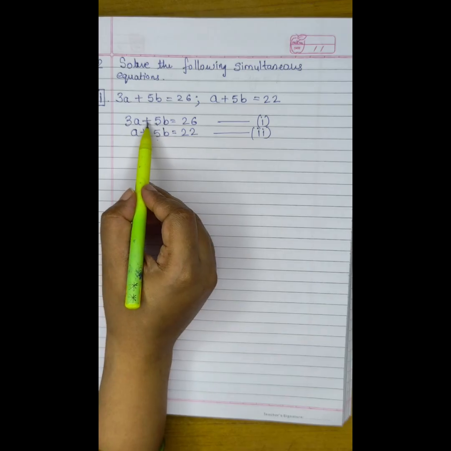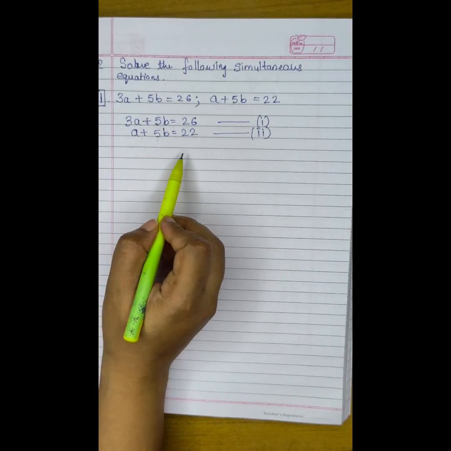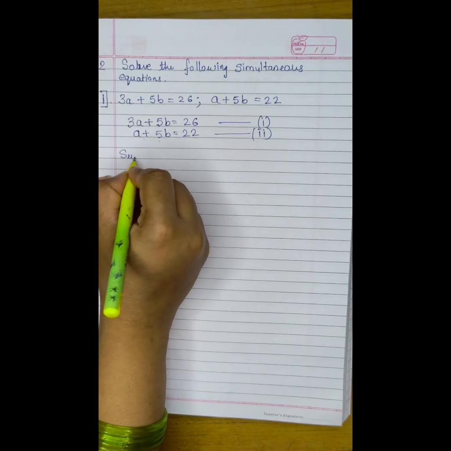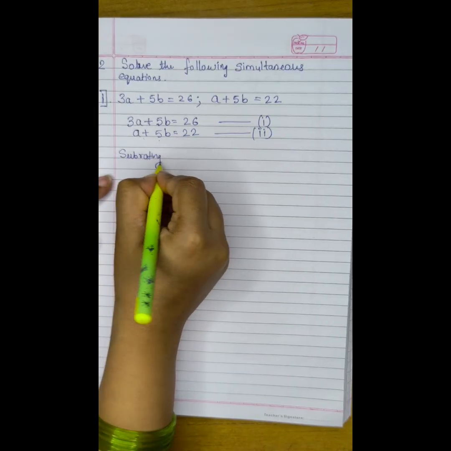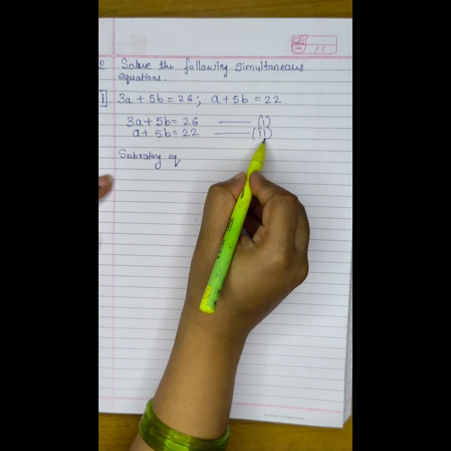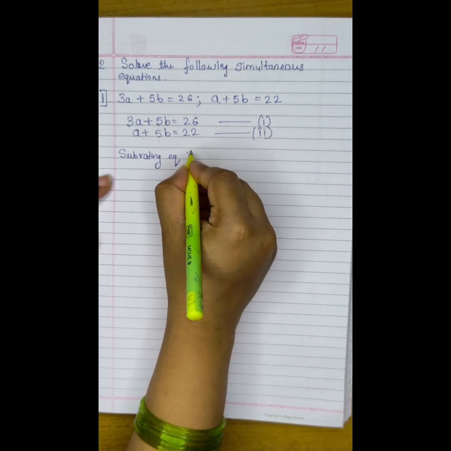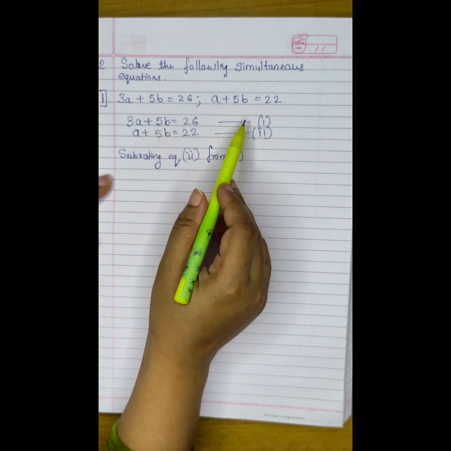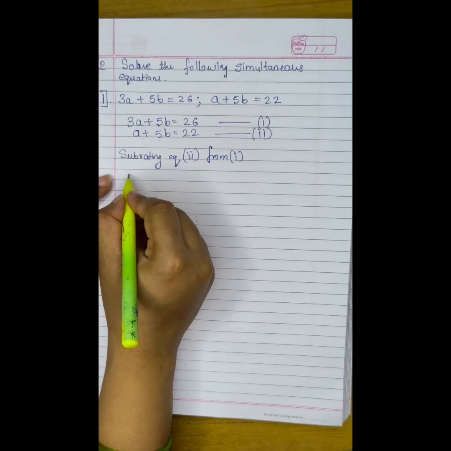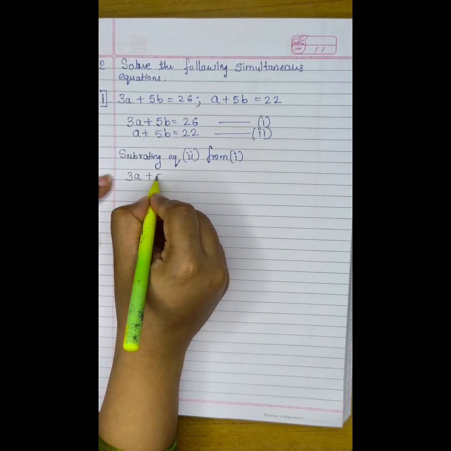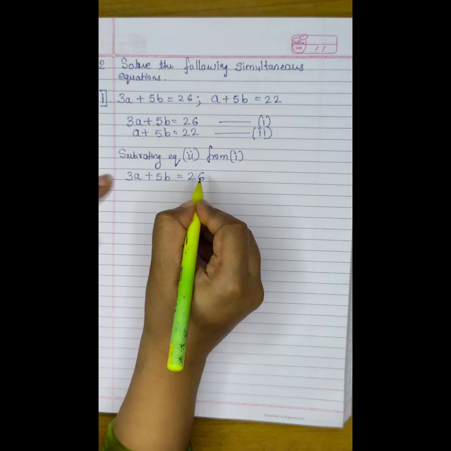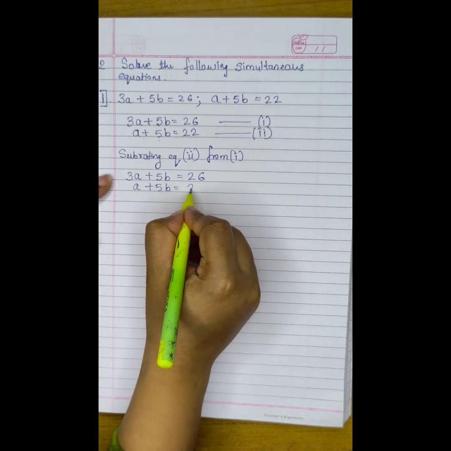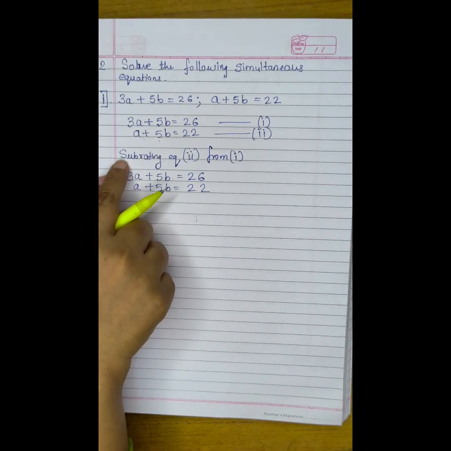Okay. When we don't have opposite signs, we have same signs, we will subtract the equation. So what we will do is subtracting equation. Subtracting equation 2 from 1. Subtract equation 2 from 1. So write the greater one on top, that is 3a plus 5b is equal to 26 and a plus 5b is equal to 22.